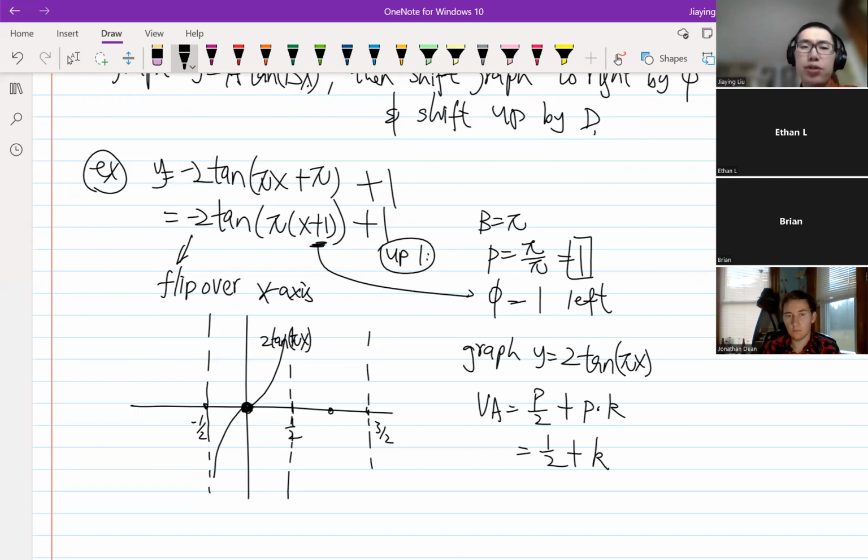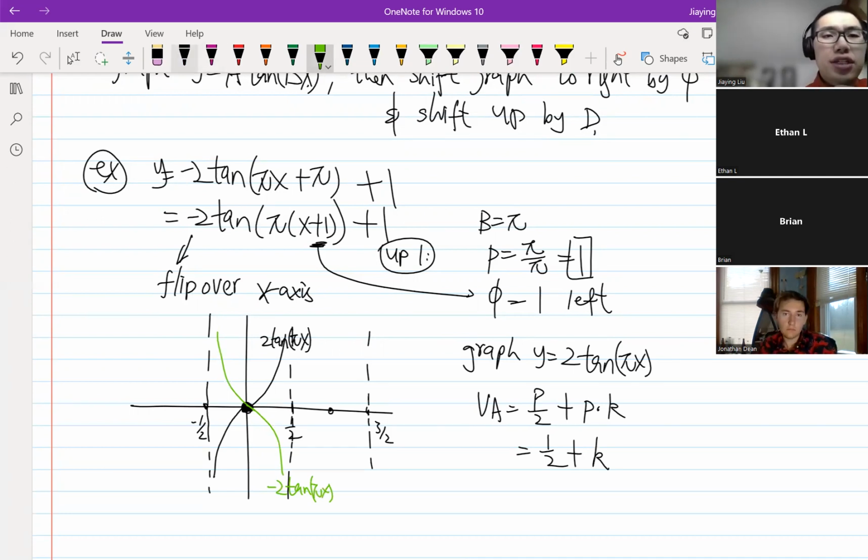From there, if I want to achieve the function that's given, I have to flip this function over the x-axis first. So I'm going to take this and flip it over the x-axis. So I get this one. So this is a -2 tangent pi x. And then I have to move it up 1 unit, shift it to the left 1 unit.